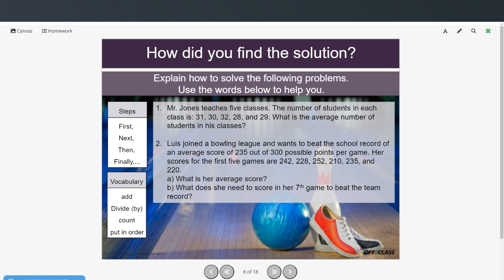All right, so explain how to solve the following problems and use the words below to help you. The steps are first, next, then, finally, and the vocabulary is add, divide by, count, and put in order. So Mr. Jones teaches 5 classes. The number of students in each class is 31, 30, 32, 28, and 29. What is the average number of students in his classes? Take a few moments, try that on your own, and then restart when you're ready to check your answers.